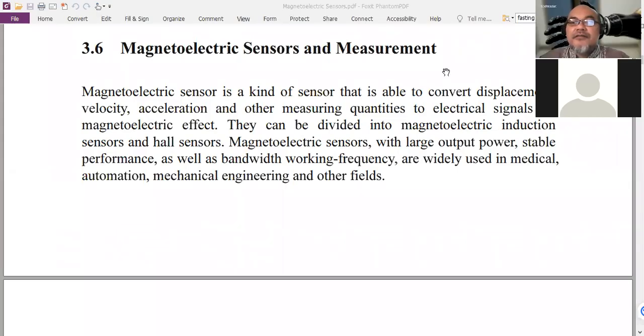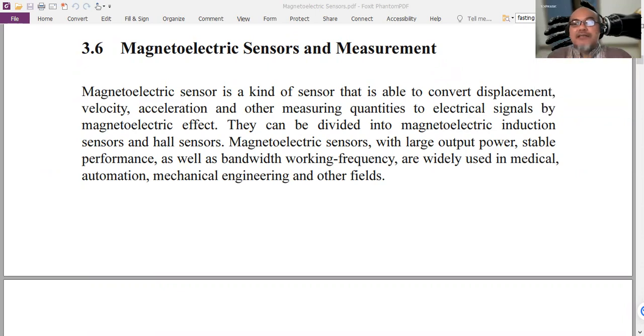Okay, so today we are going to discuss another type of sensor, which is the magnetoelectric sensor. As the name implies, this sensor is basically used to detect magnetic field. Of course, we have discussed the inductive sensor, which is also related to electromagnetic field, but with inductive you are still also dealing with electric field, not necessarily magnetic field.